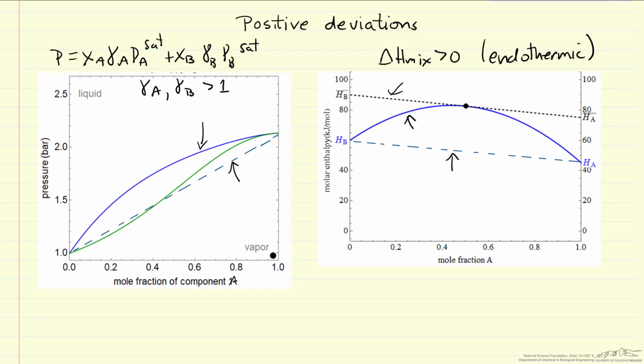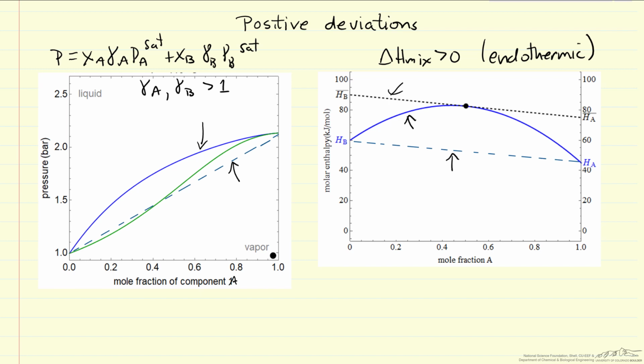Positive deviations mean the molecules go into the gas phase more readily than in an ideal solution. This is because the intermolecular forces between the unlike molecules, the A and B molecules, are less than the mean of the pure liquids.